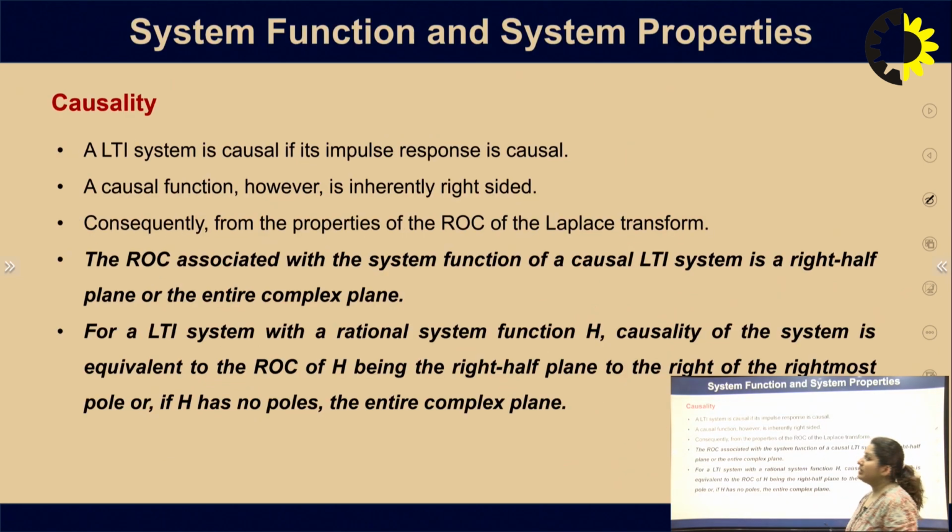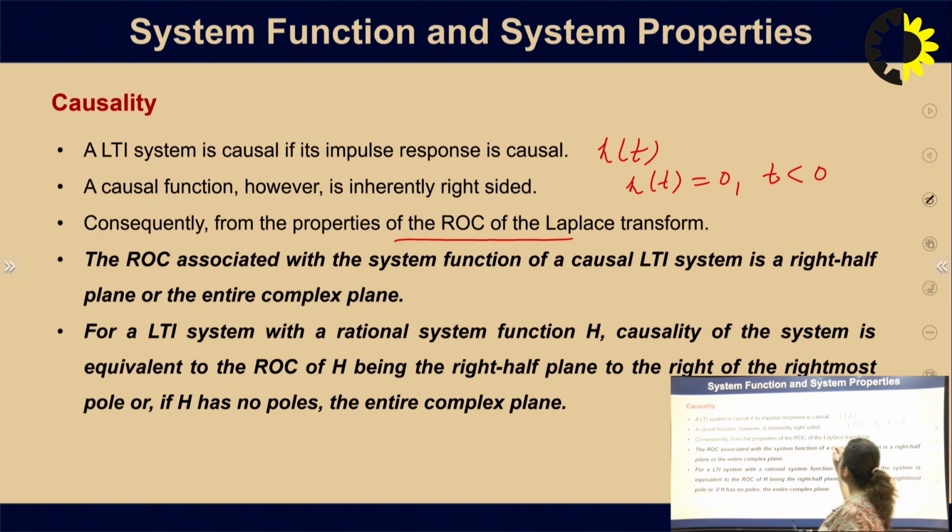So now we are coming to system function and system properties. There are some system properties, one of which is called causality. First, an LTI system is causal if its impulse response is causal. So if h(t) is causal, then only the LTI system is causal. A causal function is right sided, or we can say that h(t) is equal to 0 for t less than 0. So for t less than 0 there is no h(t), only for the right sided there will be an impulse response.